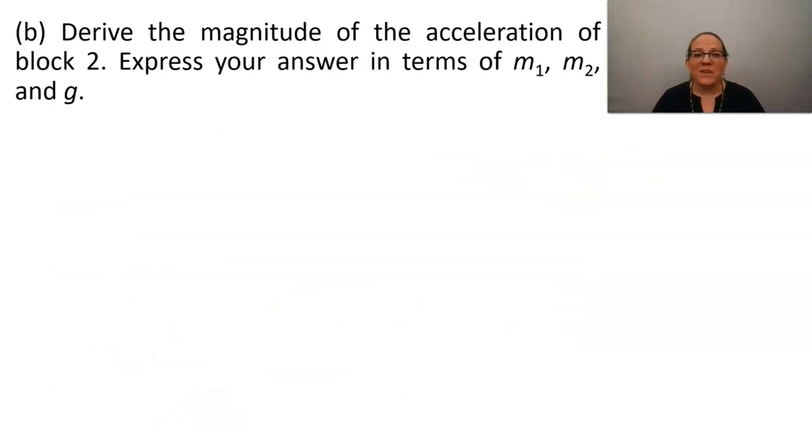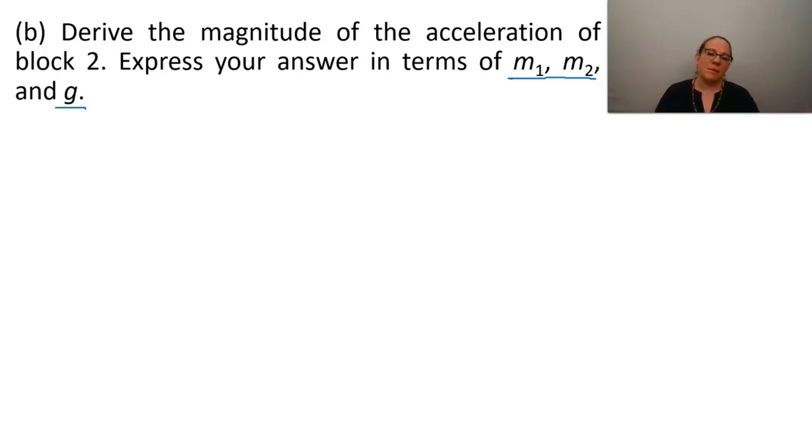Part B, derive the magnitude of the acceleration of block 2. Express your answer in terms of M1, M2, and G. So this is a very typical way that the AP exam asks questions for all 4 exams. They ask you to do all of your work algebraically with algebraic expressions rather than giving you numeric values to substitute and get a quantitative answer. It's not every question, but you can usually count on at least one of these to show up every year.